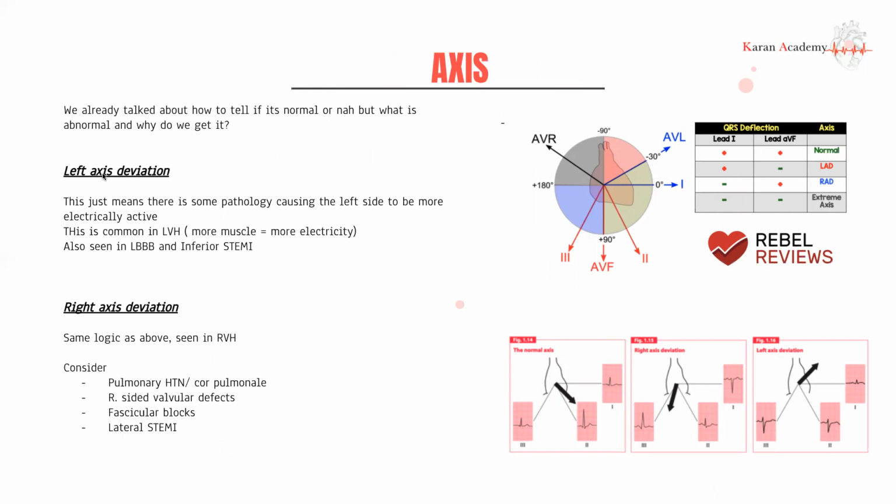We've already talked about axis and how to calculate this, but what you need to know is left axis deviation is very commonly seen with left ventricular hypertrophy. I hope this makes sense. Why? When your left ventricle is hypertrophied, it's going to require more electrical inputs, and therefore that's going to shift the entire axis of the heart towards the left. Therefore, left axis deviation. Same logic can apply with the right side as well. And when you see right ventricular hypertrophy in isolation, you should worry about things like pulmonary hypertension.